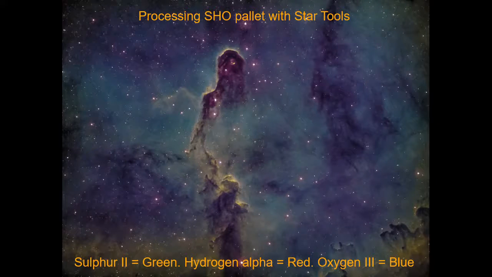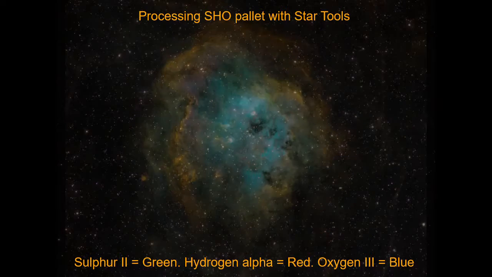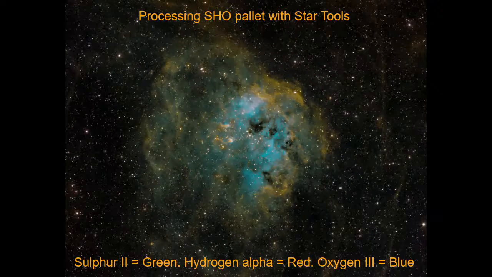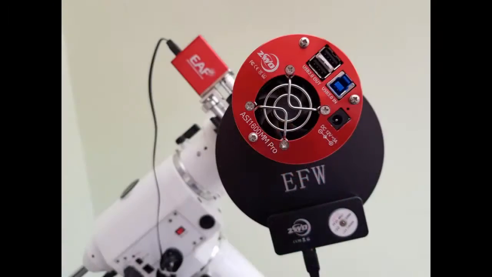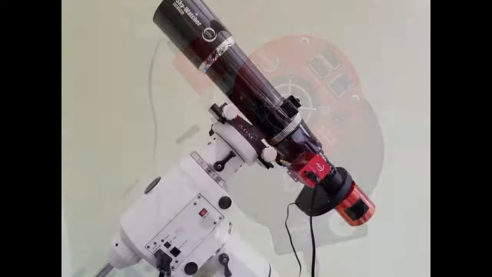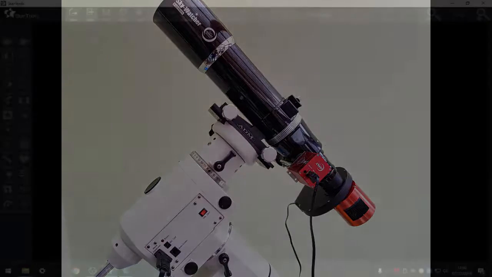Hello, in this video I'm going to demonstrate how I process my narrowband images SHO Hubble palette. I'm using a ZWO ASI 1600mm Pro camera with the ZWO electronic filter wheel and ZWO narrowband filters with my Equinox 80ED telescope.